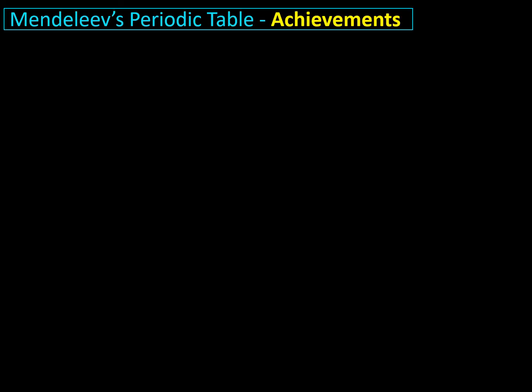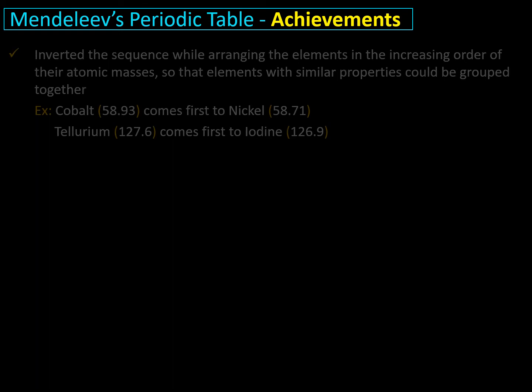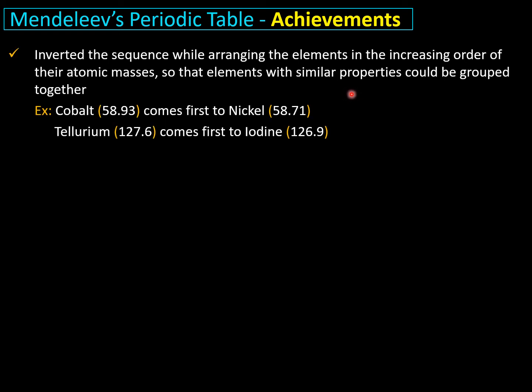Summing up the achievements of Mendeleev's periodic table: Mendeleev inverted the sequence wherever necessary while arranging the elements in the increasing order of their atomic masses, so that elements with similar properties could be grouped together. This we have already discussed. Cobalt comes before nickel in Mendeleev's periodic table, though cobalt's atomic mass is more than nickel's atomic mass. The same is the case between tellurium and iodine.